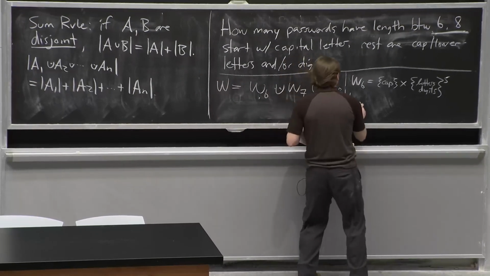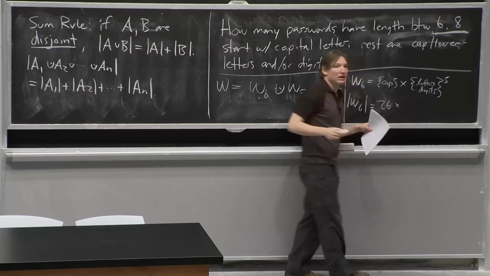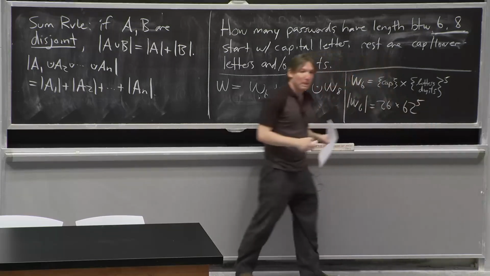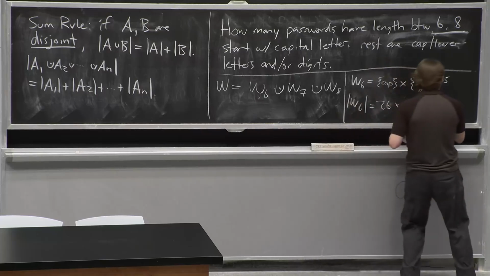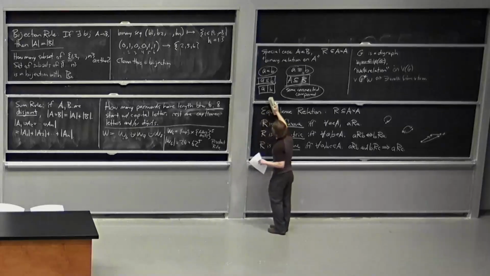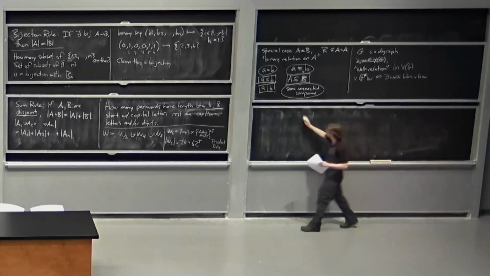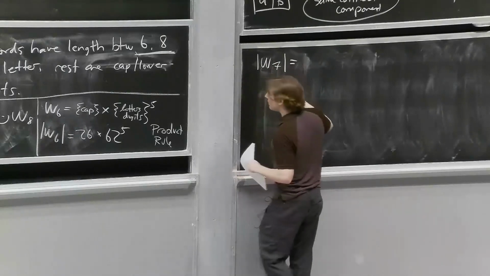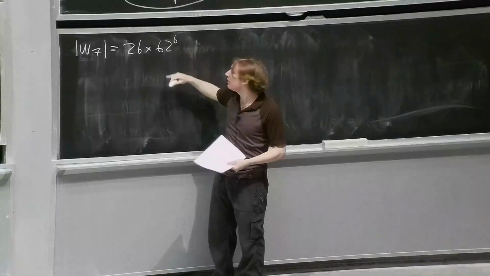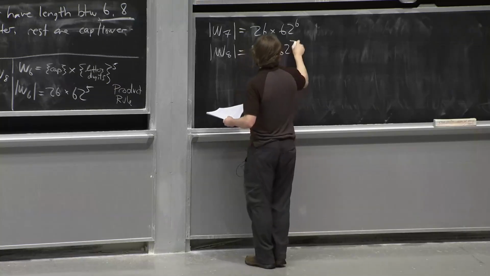So by the product rule, the size of W6 is, well, how many capital letters are there? I think that's 26. And then how many letters and digits are there? 26, 26, and 10. So that's 62 to the 5th. We just use the regular product rule to get this. And we can do the same thing for W7 and W8. W7 is going to be 26 times 62, this time to the 6th, because there are 6 extra characters after the first one. And the size of W8 is 26 times 62 to the 7th.